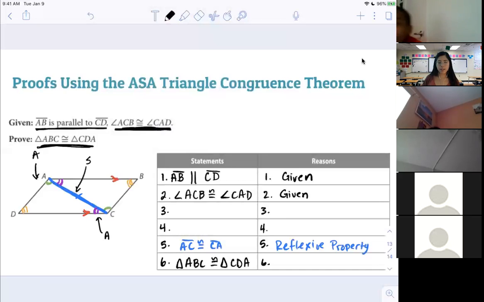Not ASA, because ASA we use at the very end. We're trying to use ASA at the end, but we need to get there somehow. Right now, I'm assuming that the two purple angles are congruent, but I don't know that for sure yet. I need to use a definition to prove that.